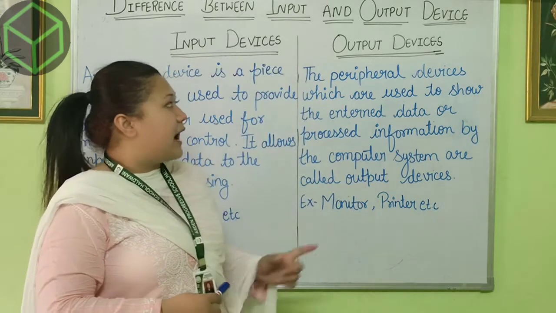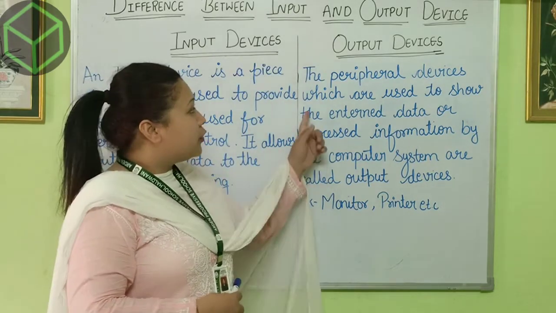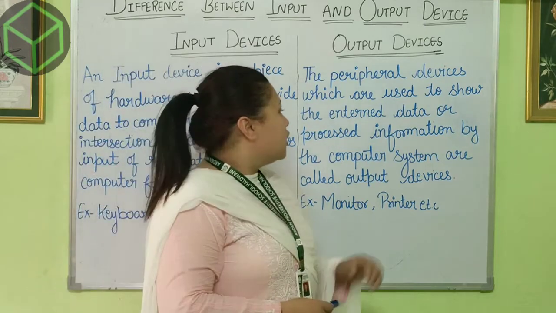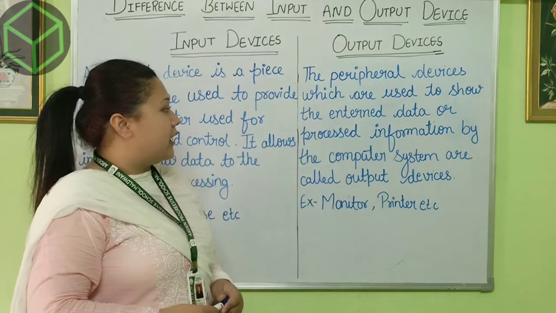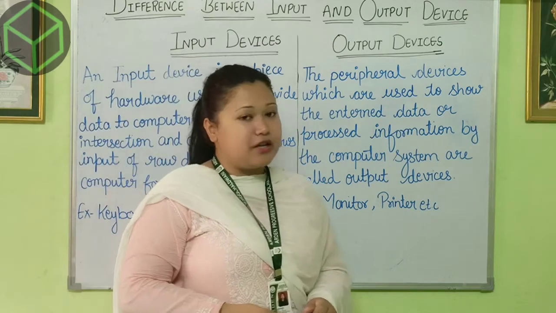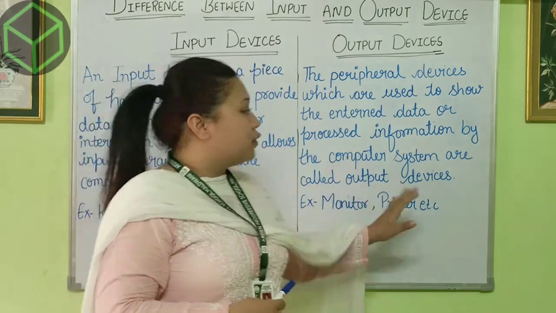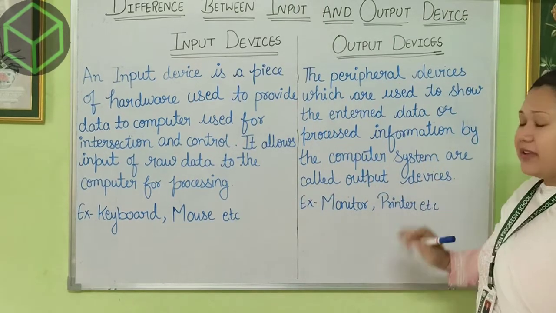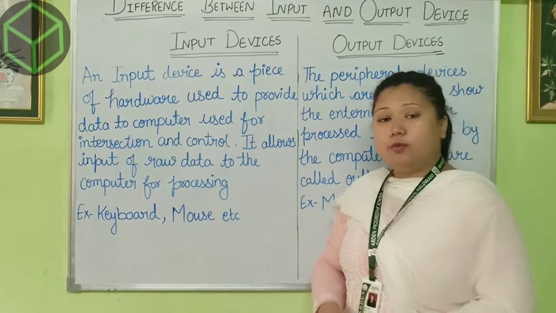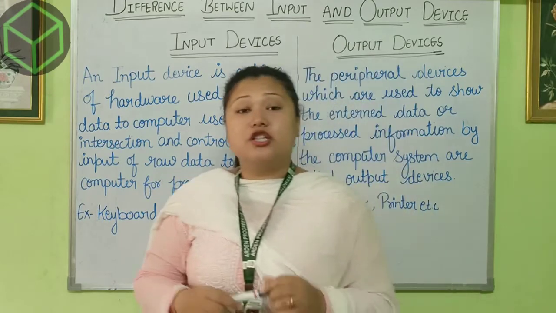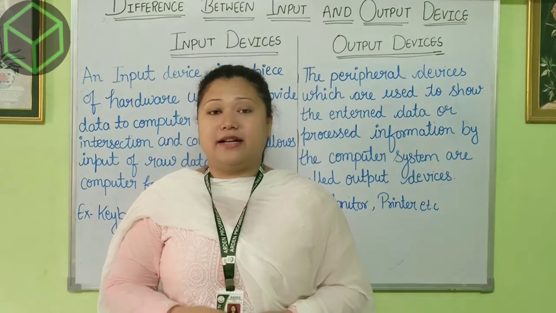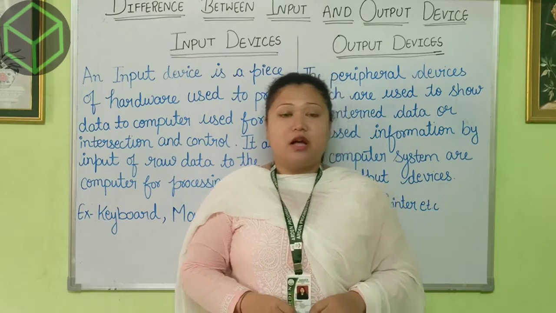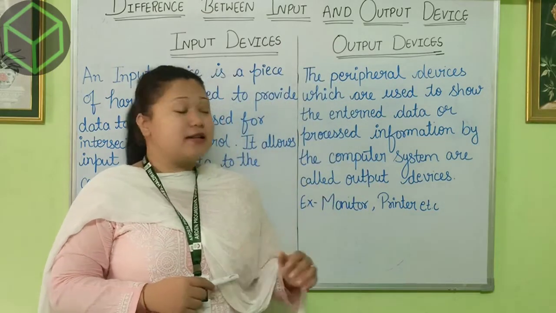Now next is output device. Output devices are the peripheral devices which are used to show the entered data or processed information by the computer system, right? So output devices are those devices which help us to see the data, okay, to get the data from the computer system. Now what are output device examples?